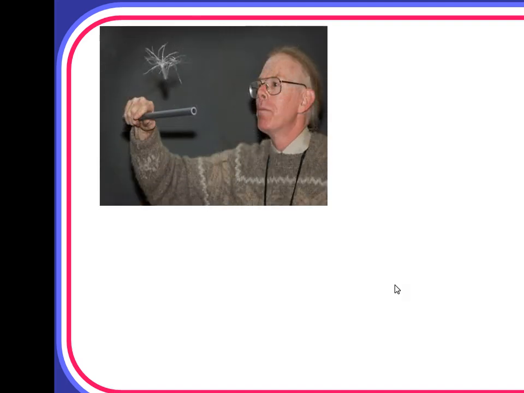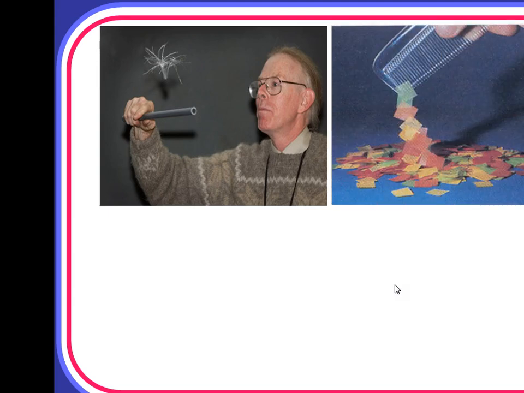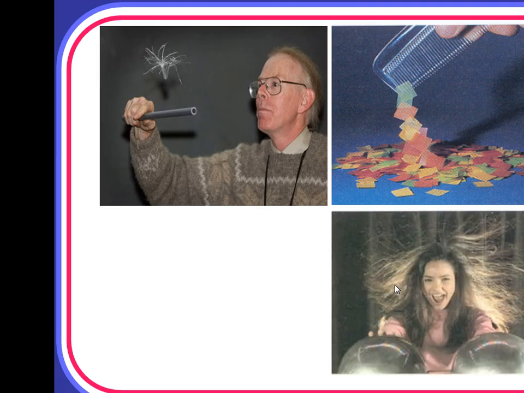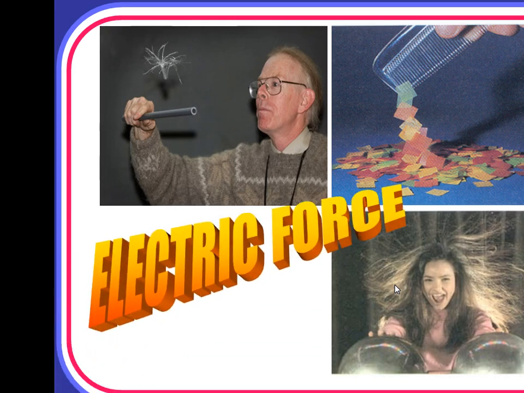Next we are going to look at another type of non-contact force. This man is holding a charged rod. The charged rod repels the feathery light material. In another example, the comb which is charged attracts the paper. The girl here is touching two domes which are charged, so her hair gets repelled. The force we are looking at is the electric force. So electric force is another non-contact force.